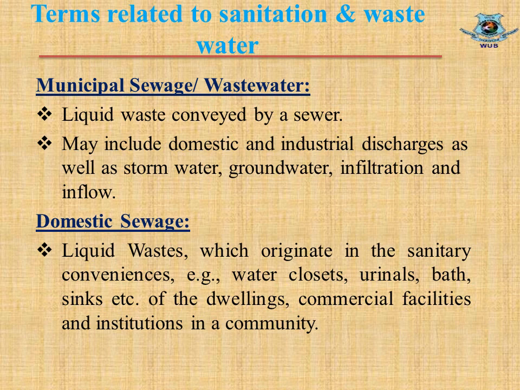Domestic sewage. The liquid wastes which originate in the sanitary conveniences, for example water closets, urinals, baths, sinks, etc. of the dwellings, commercial facilities and institutions in a community may be termed as domestic sewage. In other words, the wastewater that may be discharged from a family or dwellings is included in this group.